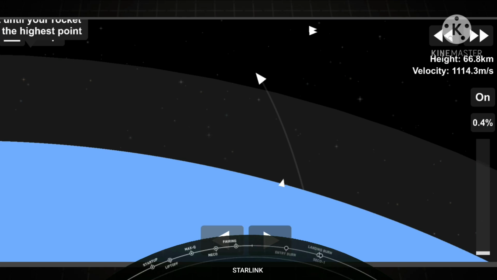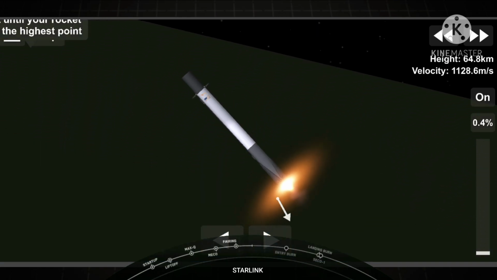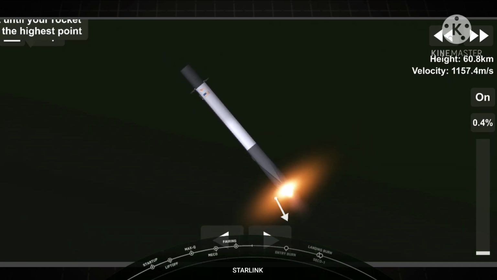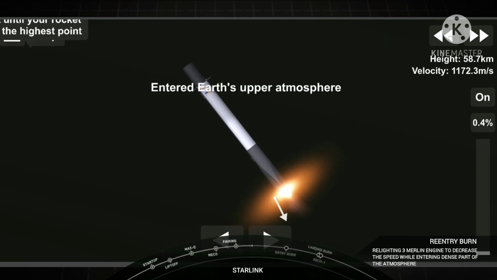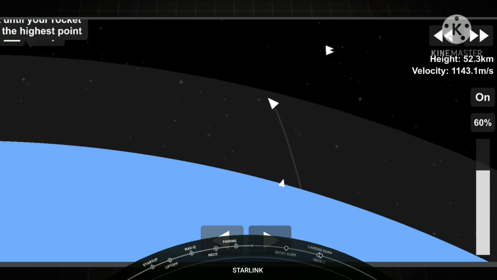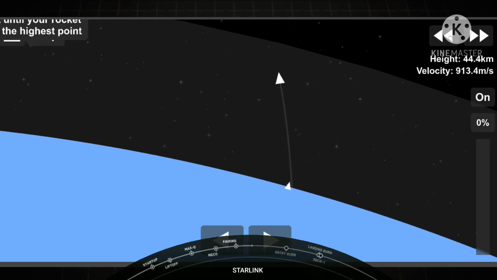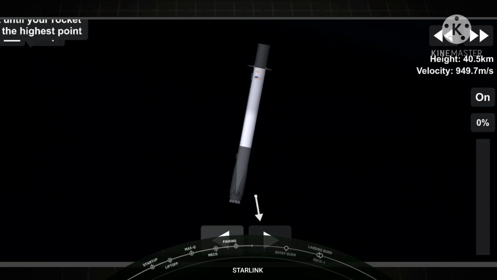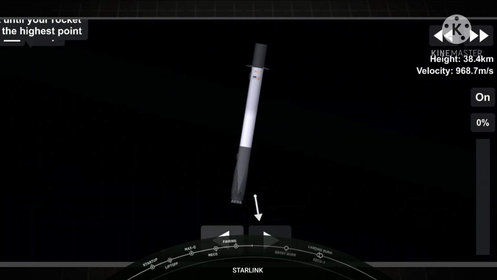Stage 1 entry burn startup. And there we go, we have entry burn start. Stage 1 entry burn shutdown. Beautiful, and entry burn cutoff. Stage 1 is going to continue its descent to our drone ship, Just Read the Instructions.